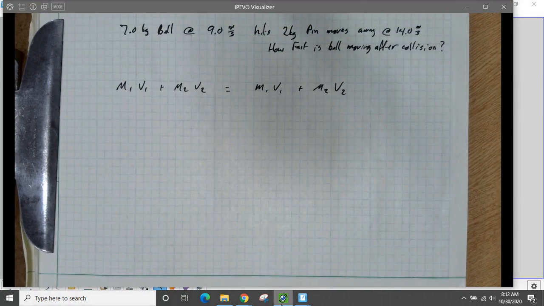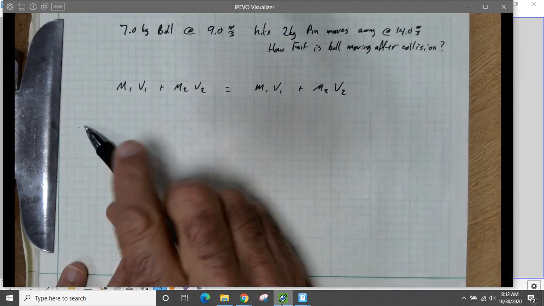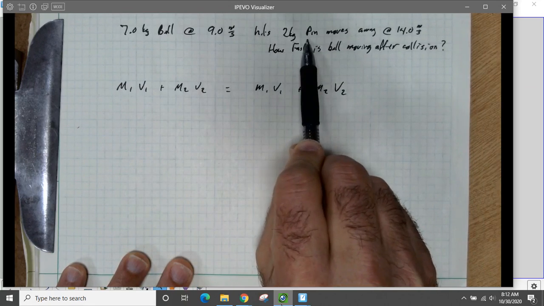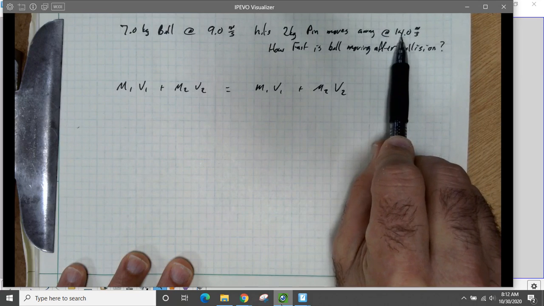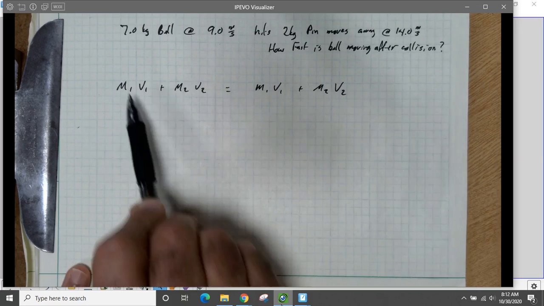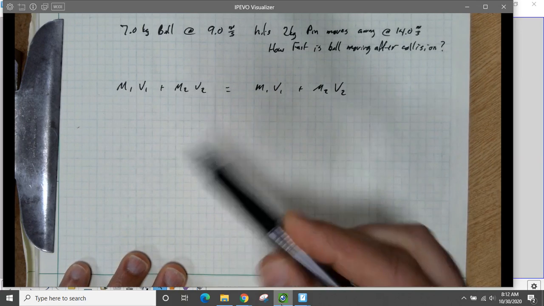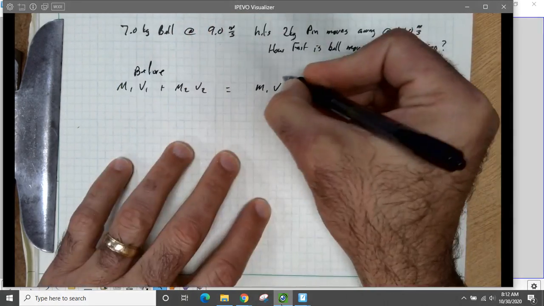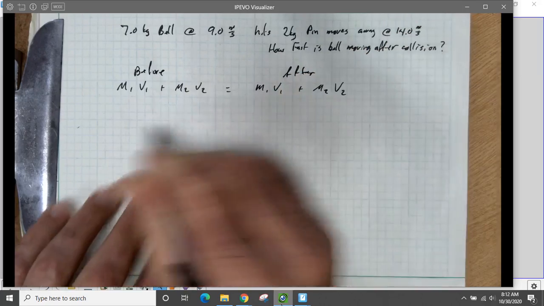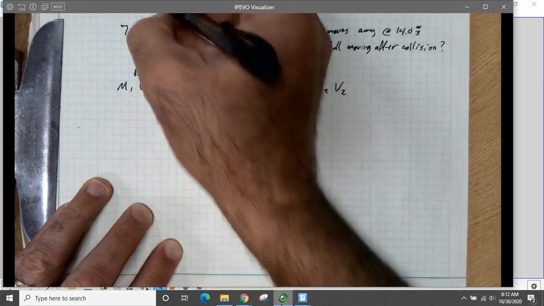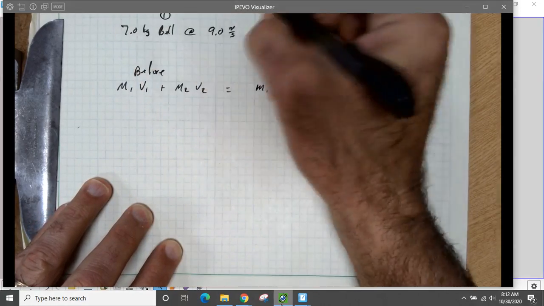So let's go back to our camera. This is the given information. 7 kilogram ball, 9 meters per second, hits a stationary 2 kilogram pin that bounces away at 14 meters per second. We want to know how fast the ball is moving after the collision. So here's our equation for conservation of momentum. This is before and this is after the collision. And they have to be equal to each other. That's what the law says. So we're going to call the ball object 1 and the pin object 2.